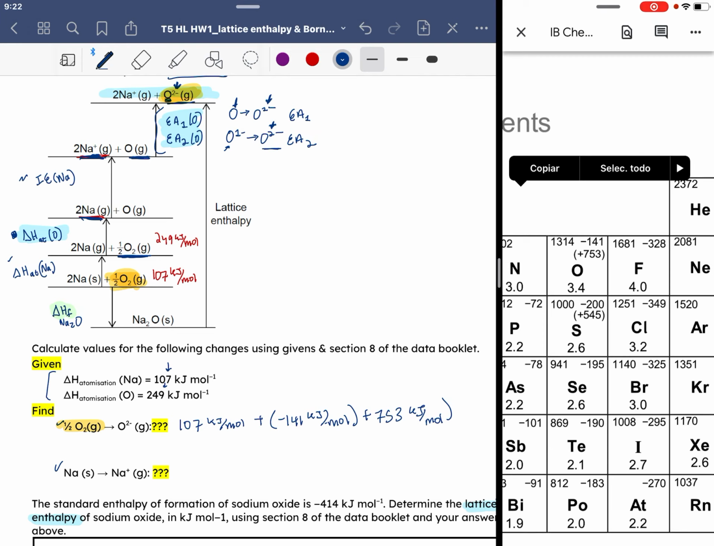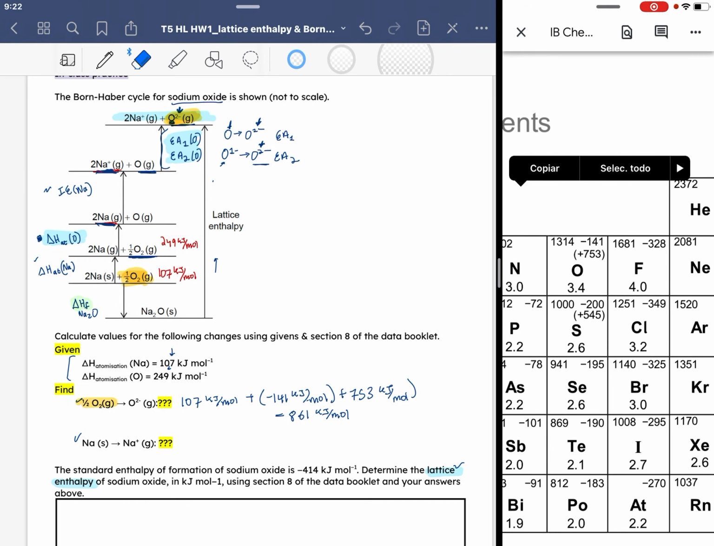And the answer you should come up with here is, let me double check, 861 kilojoules per mole. Pay attention to signs. Notice that all of these arrows are going in the same direction, so I'm adding, but in this case I had to add a negative thing, and so ultimately that's subtracting. Yes? Okay.